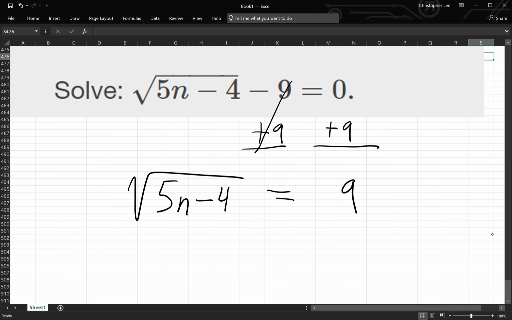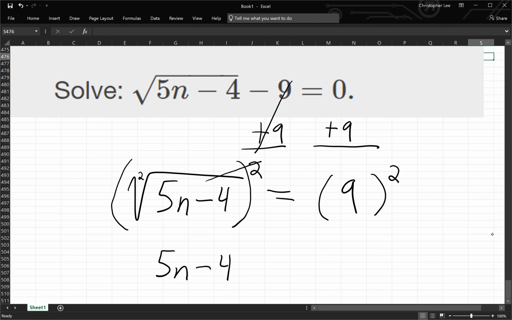Now, to undo the square root, remember also, when you don't see a number there, there's an imaginary 2 right there for a square root. To undo the square root, we're going to raise it to the power of the index, and our index in this case is 2. But we've got to be fair. When we do something to one side of the equation, we do it to the other side. I'm going to raise that to the 2 power as well. These 2's will cancel out, leaving just 5n minus 4 equals, and then 9 to the second power is what?